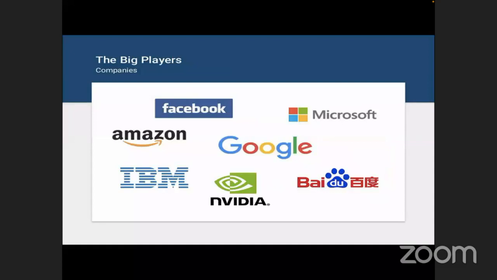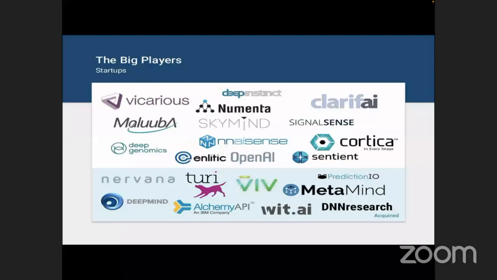Next, there are the big players, the companies which play a role in AI. These are the major and well-known companies: Facebook, Microsoft, Google, IBM, NVIDIA, Baidu, and Amazon. There are also startups for artificial intelligence, and it is helping in the medical sectors. Some of the very famous ones are MetaMind, Clarifai, Signal Sciences, Numenta, Vicarious, and DeepMind. And even the IBM company Alchemy, which is now very prevalent in India.